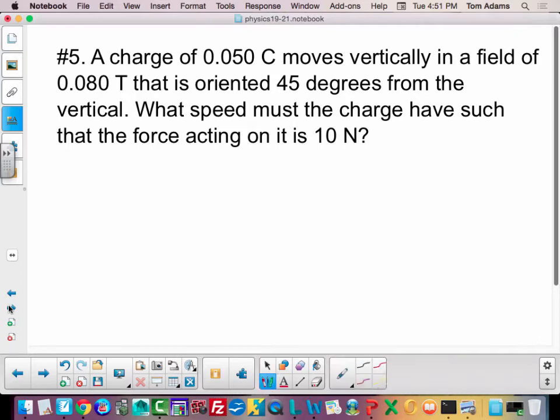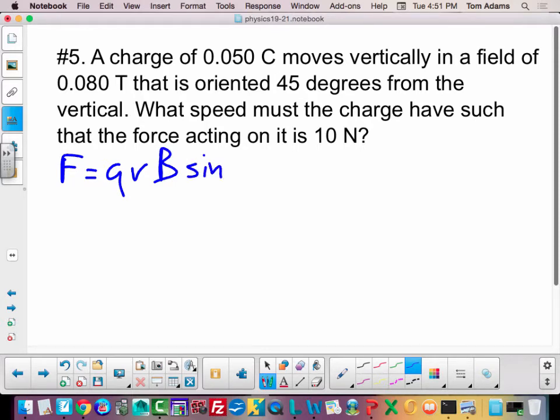Okay, so this one, the relationship between all of these things is that the force should be equal to the charge times the velocity times the magnitude of the magnetic field, and then sine of theta. And so let's go through and try to figure out what we have.